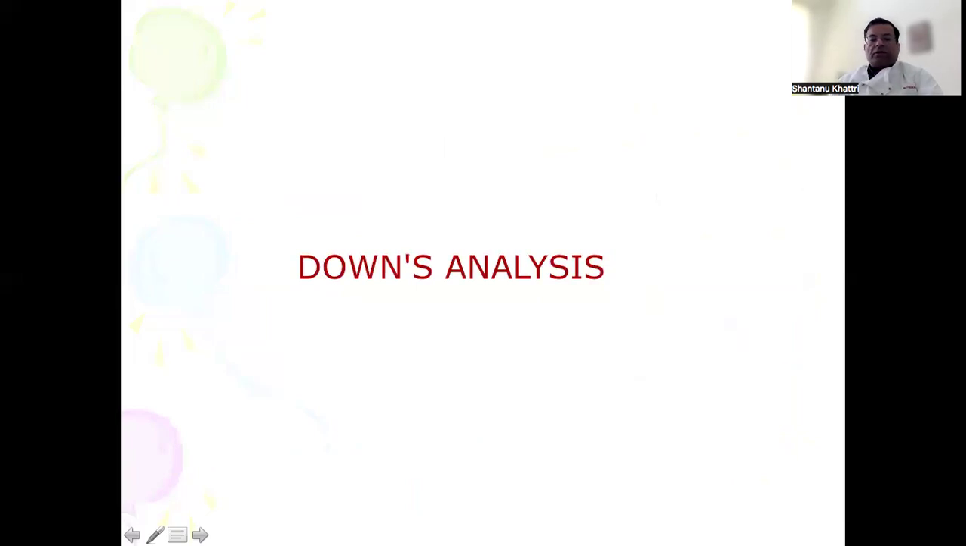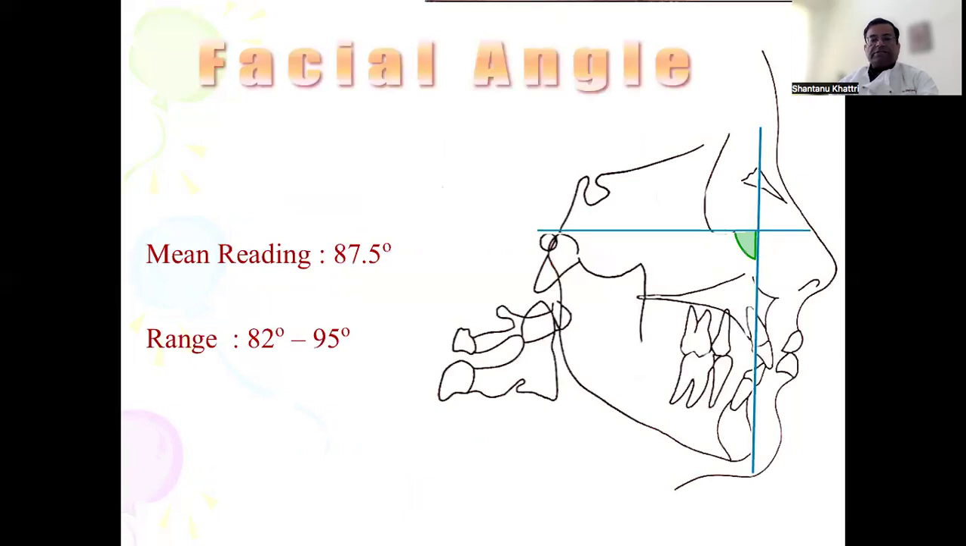So we'll go for the first basic analysis, that is Downs analysis. The first is the facial angle. The facial angle is drawn between the line from nasion to pogonion and the FH plane. The mean reading is 87.5 degrees and the range is 82 to 95 degrees.